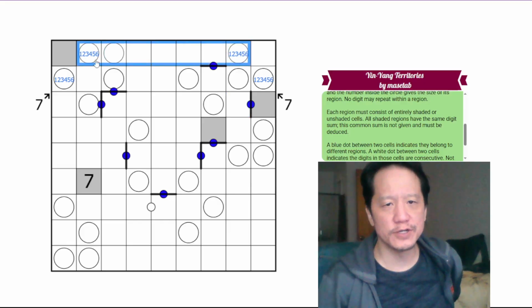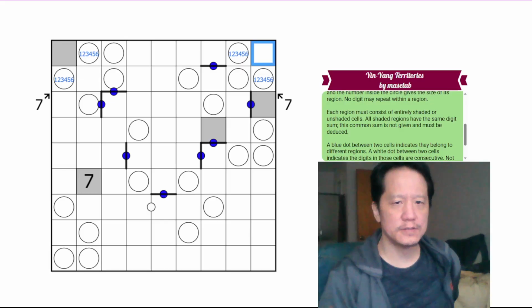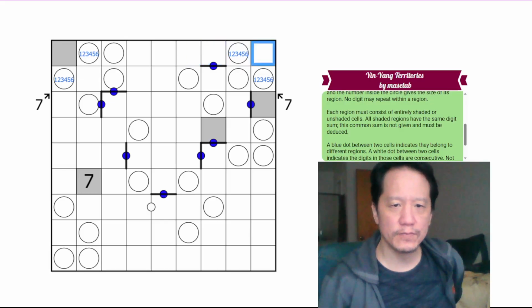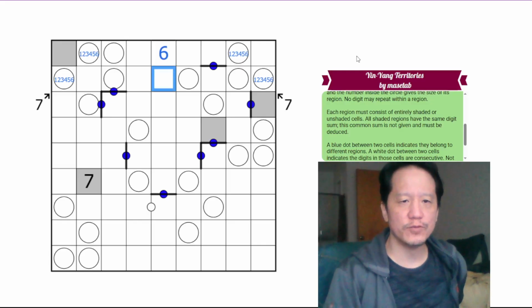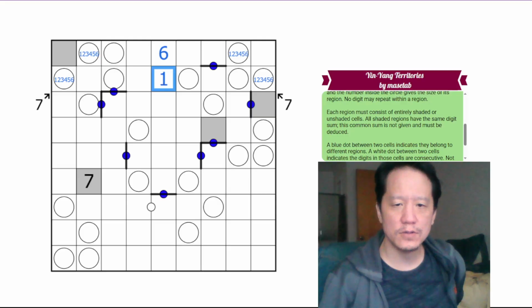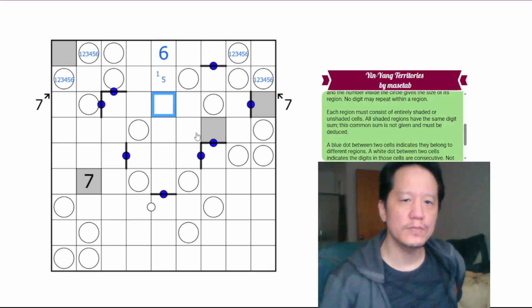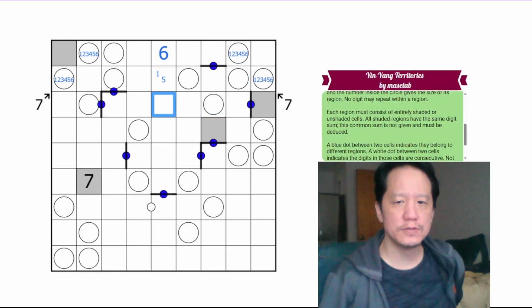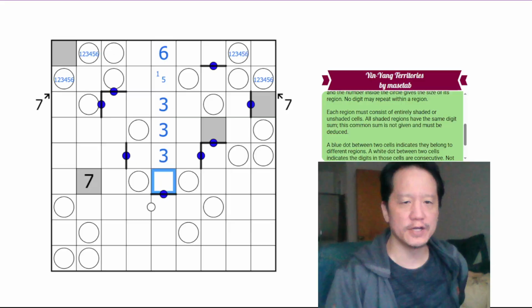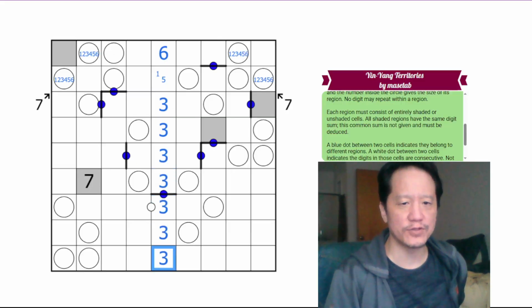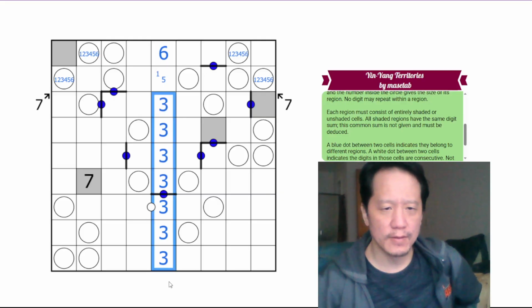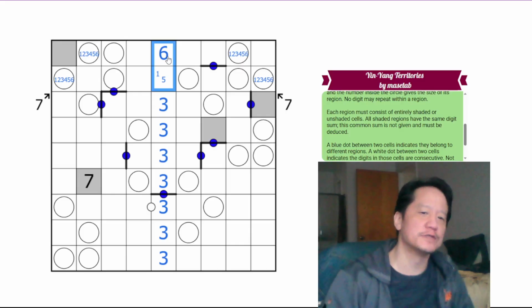We have 1, 2, 3, so that's 6. We have 1, 2, 3 here, that's 6. We have 15 here. This is 3 at most. Oh, sorry, 3 at least, 3 at least, and 3 at least. That's plenty. That's 21. And 21, which is 42. Okay, so that's fine.